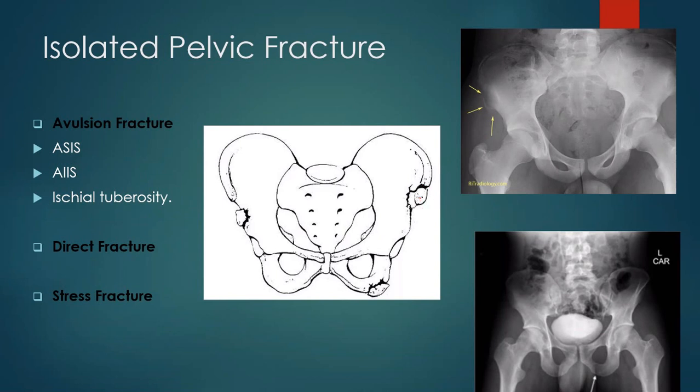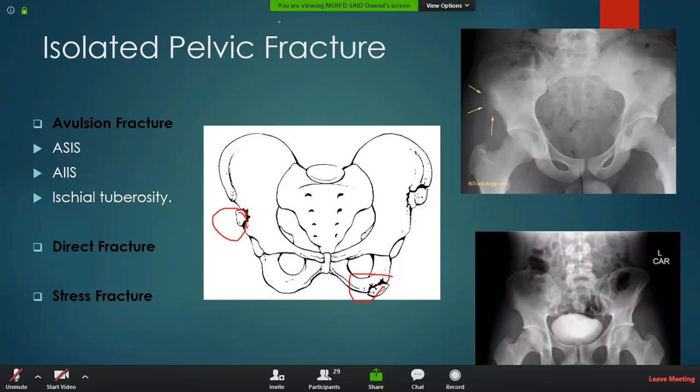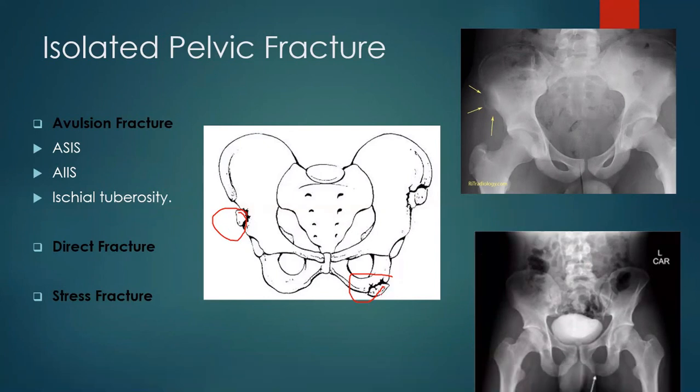Like this one, the anterior superior iliac spine, the origin of the sartorius. The anterior inferior iliac spine, the origin of the reflected head of the rectus femoris. And the ischial tuberosity, the origin of the hamstring tendons.